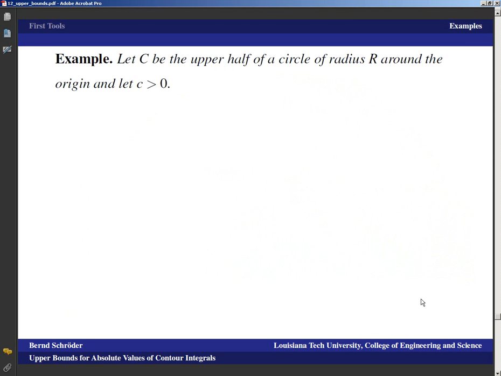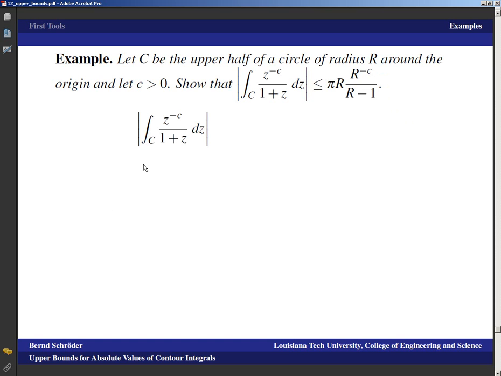Okay, final example. We again want C to be the upper half of a circle of radius r around the origin. We want lowercase c to be greater than 0. And we want to show that the integral over this upper half of the circle C of z to the negative c over 1 plus z dz is smaller or equal than pi r to the negative c over r minus 1. Again here, in light of what we've just talked about, pi r over r minus 1 will go to 1, and r to the minus c will go to 0 as r goes to infinity. So that's another one of those integrals that ultimately will vanish in some way. But right now, let's just do the estimate.